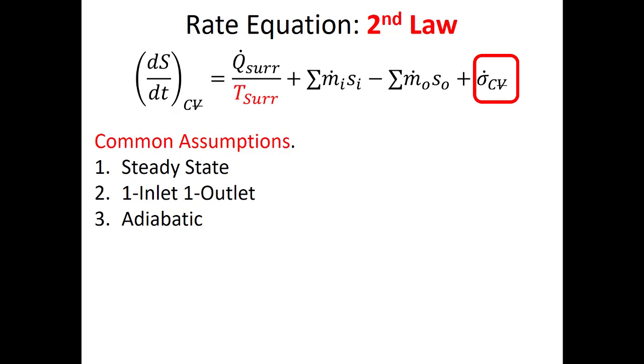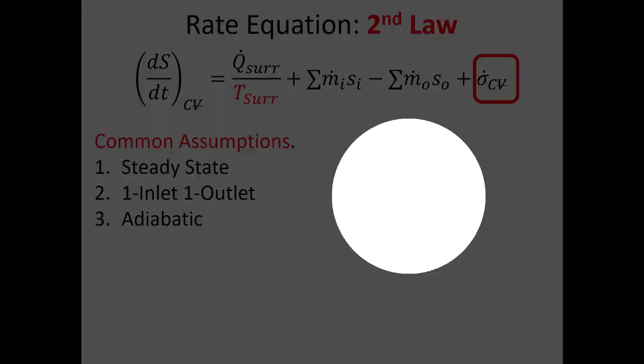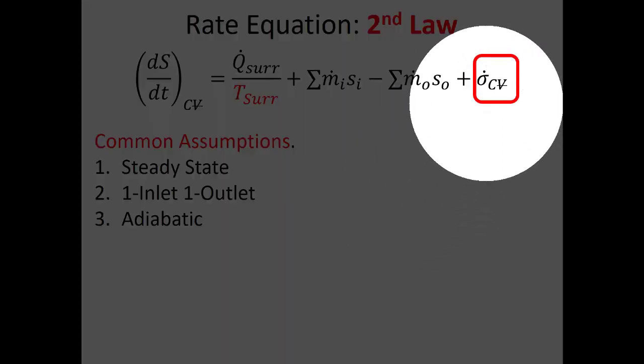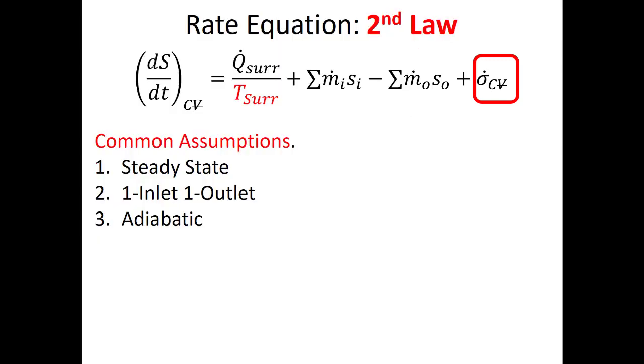If we do a second law analysis, it looks like this. Remember, this entropy generation term needs to be positive for a real process, and it's equal to 0 in the ideal case. If this is ever negative, you know for sure that that can't happen, and we can't even approach that performance. From the second law, we'll often assume that components are steady state, that they have one inlet and one outlet, and that they could be adiabatic.